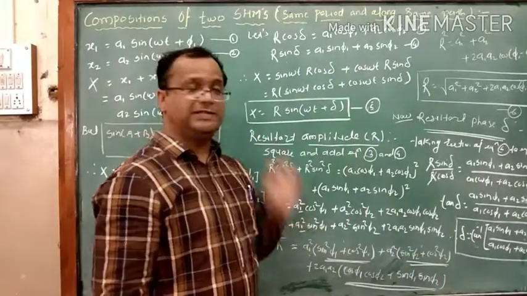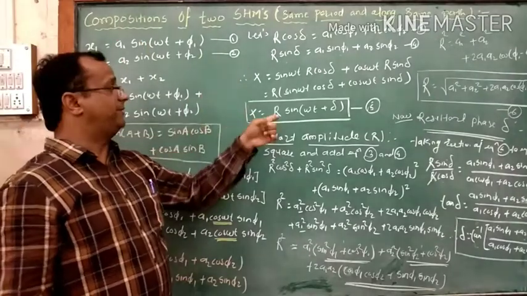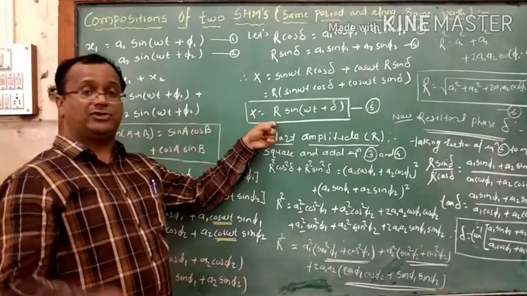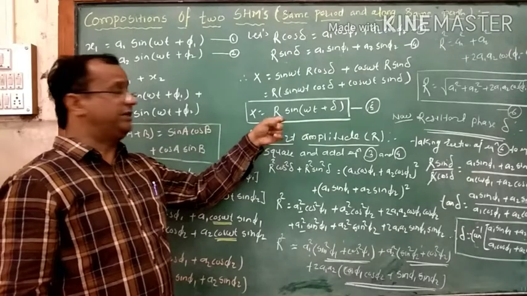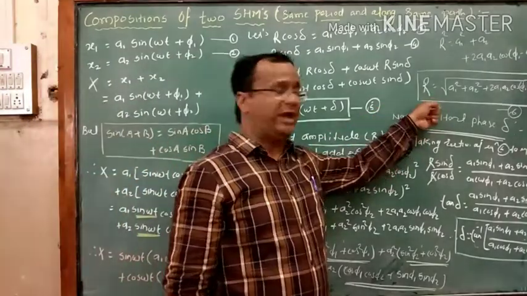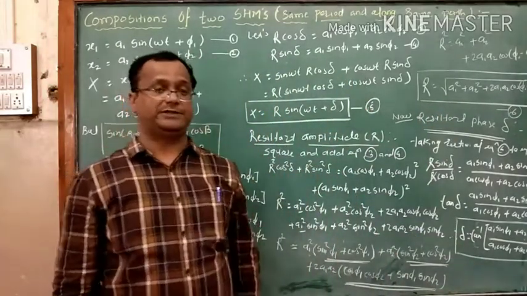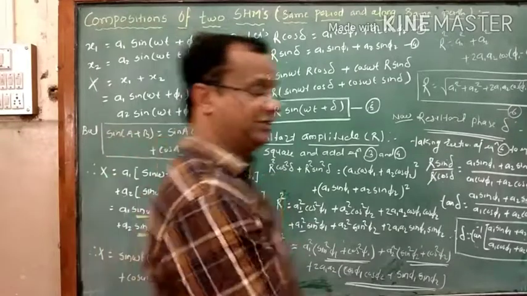Now this is about the composition of two SHMs. So this is the equation of the composition of two SHMs, that is the resultant SHM. Then this is the equation of the resultant amplitude, and this is the equation of the resultant phase. Now see all the equations once.